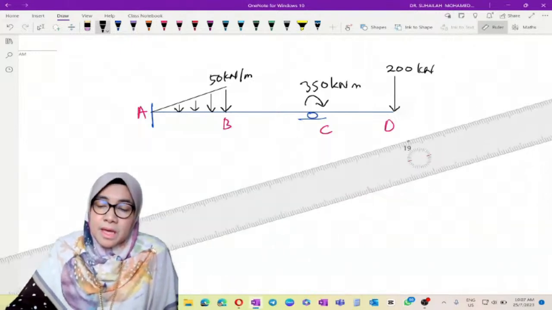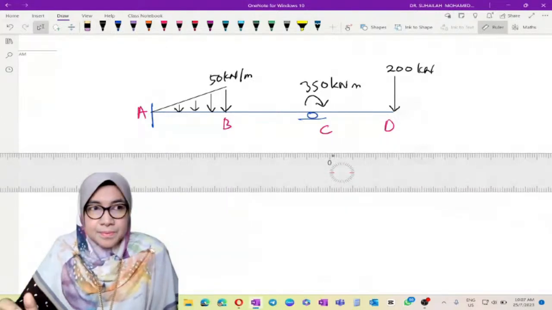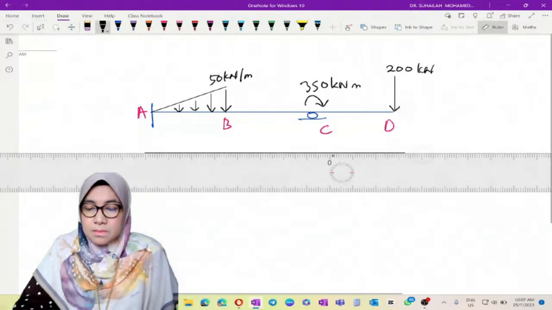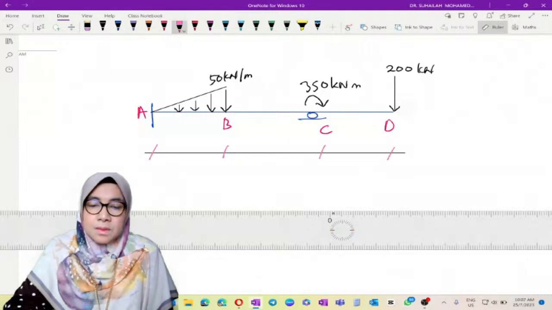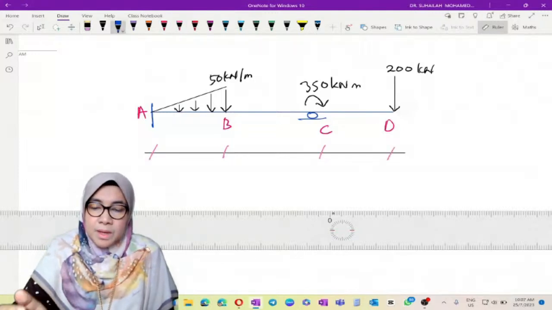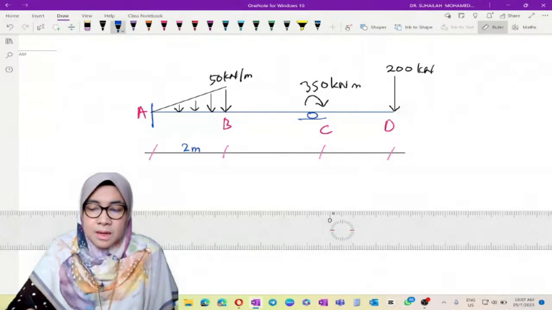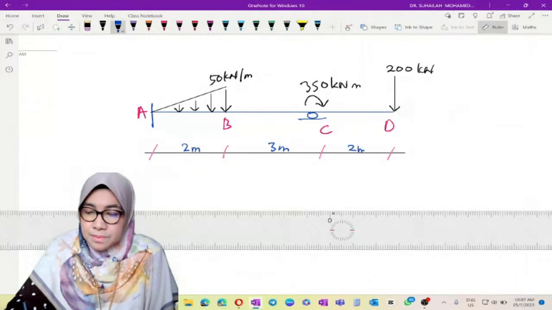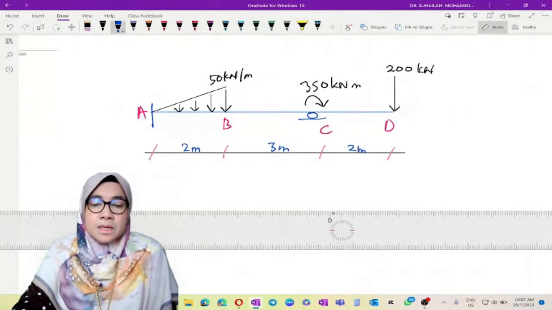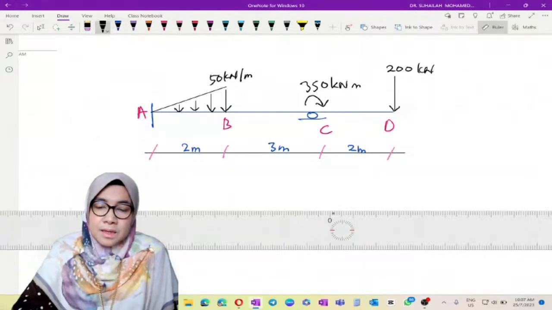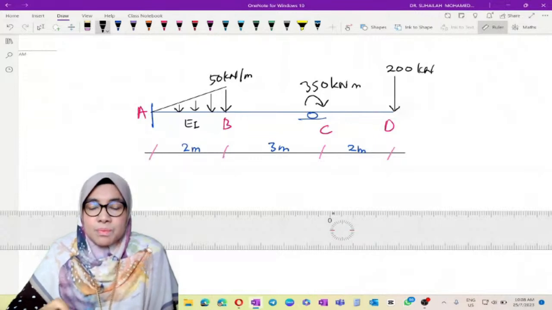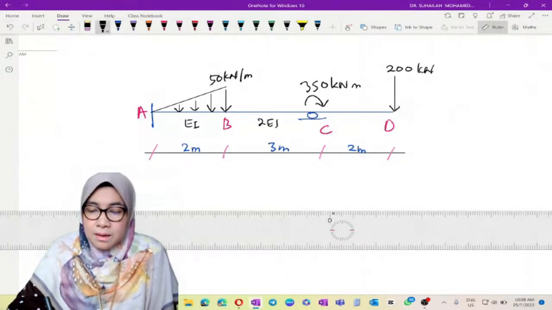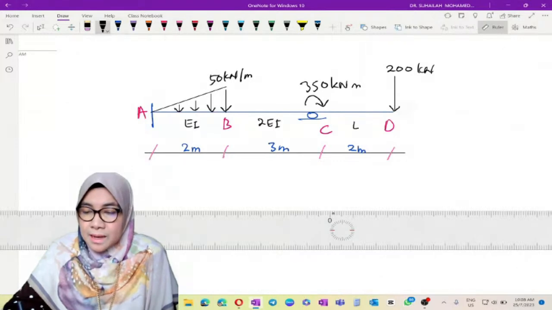Let's say the distance from A to B is 2 meters, B to C is 3 meters, and C to D is 2 meters. The EI for AB is EI, for BC is 2EI, and for CD is EI.